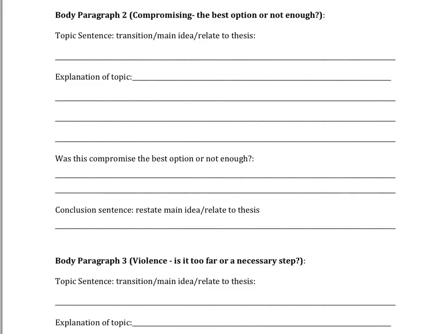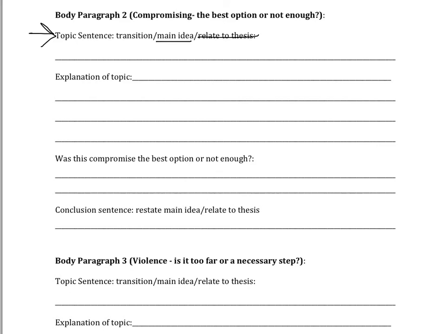For body paragraph 2, we get into more of an argument type of paragraph. This is the one where you introduce in your topic sentence the main idea, which is a compromise. Let's say the Missouri Compromise, and relate it back to your thesis statement, meaning that you're going to say whether this compromise was the best option or just not enough to achieve the goal it was trying to achieve.